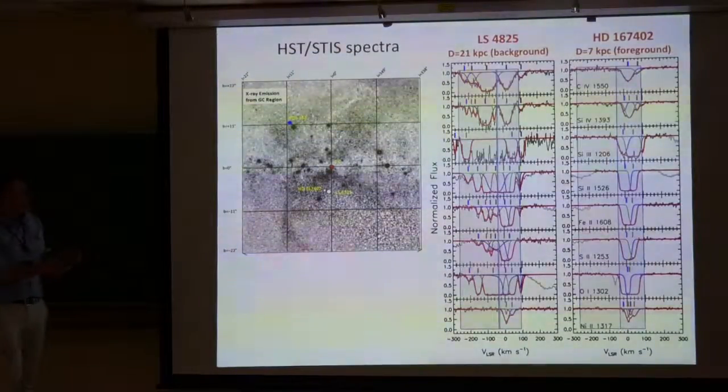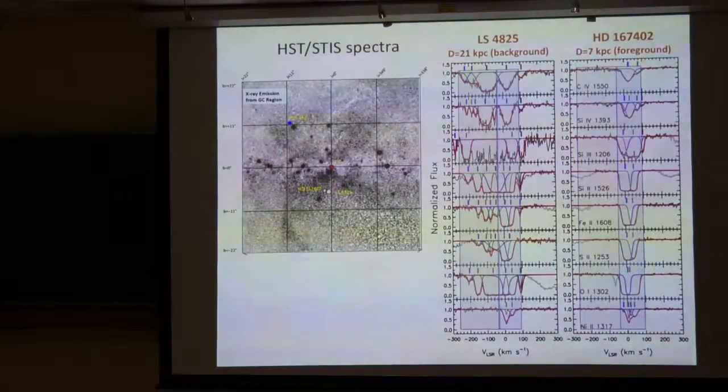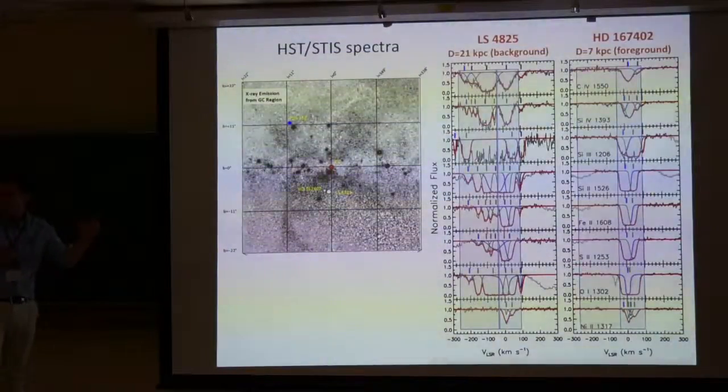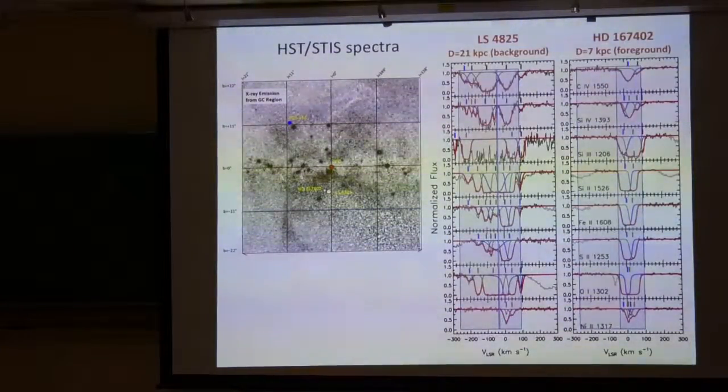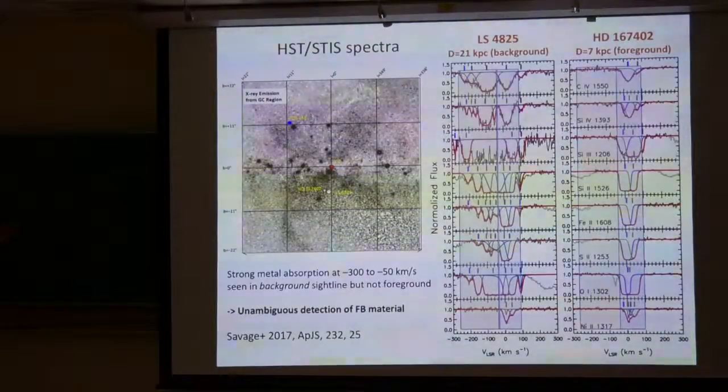But now look what happens when you go to high negative velocities. So this is the shaded gray region. All of a sudden, in the background spectra, you can see there's a whole range of very strong absorption in carbon 4, silicon 4, and so on. But there's no absorption in the foreground star. It's just unabsorbed continuum. And what that's telling you is that we are seeing gas that must be behind 7 kiloparsecs. We just don't see it in the foreground star. So you're bracketing the distance to where this gas is. So this is the cleanest example of gas we have that we can associate with the galactic center, just because it's absent in that foreground star.